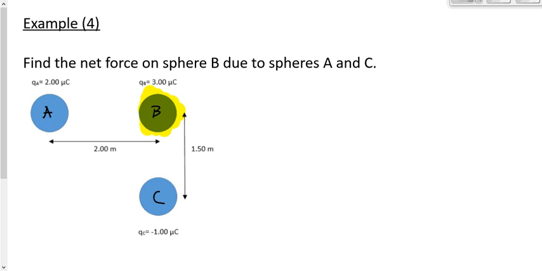This is not unlike the last example we did, example number 3. We had 3 charges there. We wanted to find the net force on B in that one as well. But those 3 were in a row, more like this. 1, 2, 3. Ends up being a little bit easier because of that, but not much. What do you think we're going to do first here?